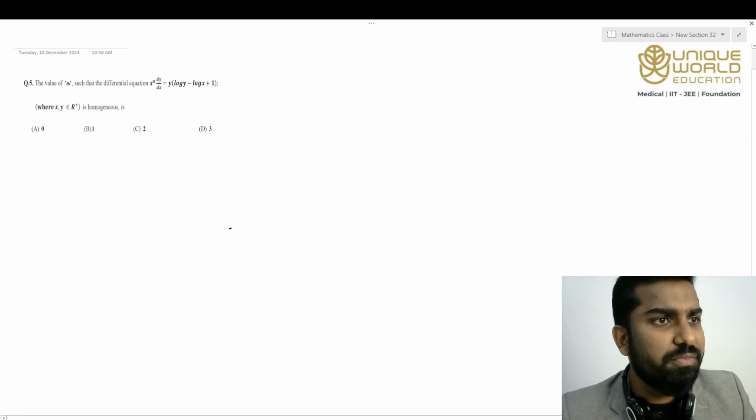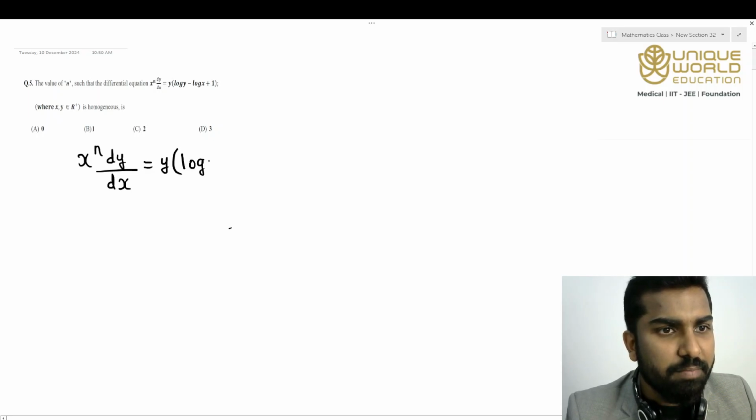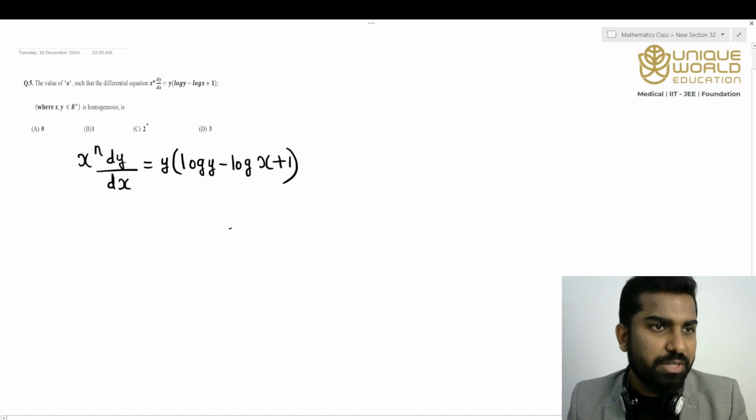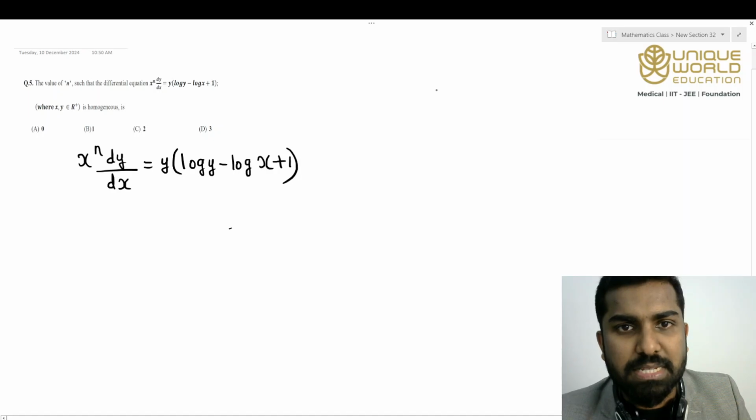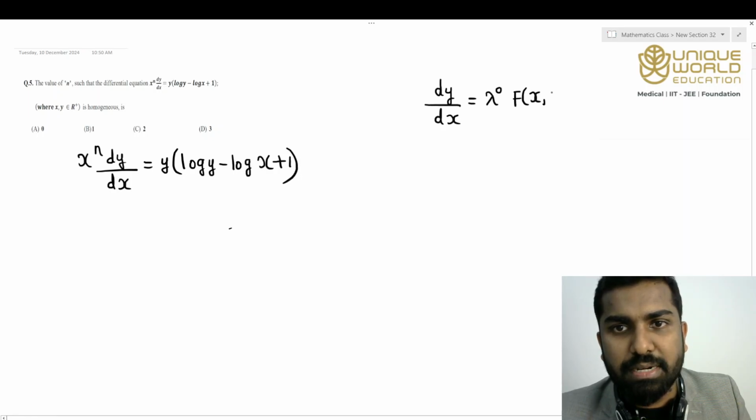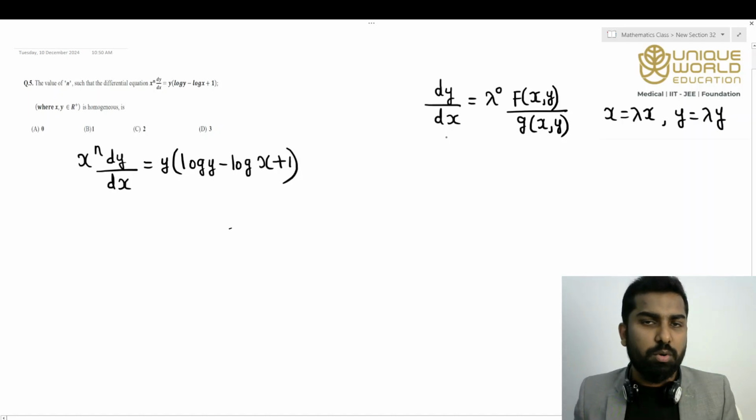Question number 5 is: find the value of n such that x power n into dy by dx equals y into log y minus log x plus 1, where x, y belong to positive real numbers, is a homogeneous differential equation. For the homogeneous differential equation condition, we know dy by dx is equal to f of xy divided by g of xy; if we get lambda power 0 when substituting x equal to lambda x and y equal to lambda y, we can say it is a homogeneous differential equation.